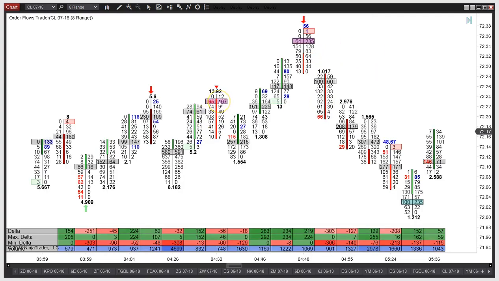Okay, so even though you lost on this trade right here, if you were to trade the naked prominent point of control by itself, again, I don't always advocate that.